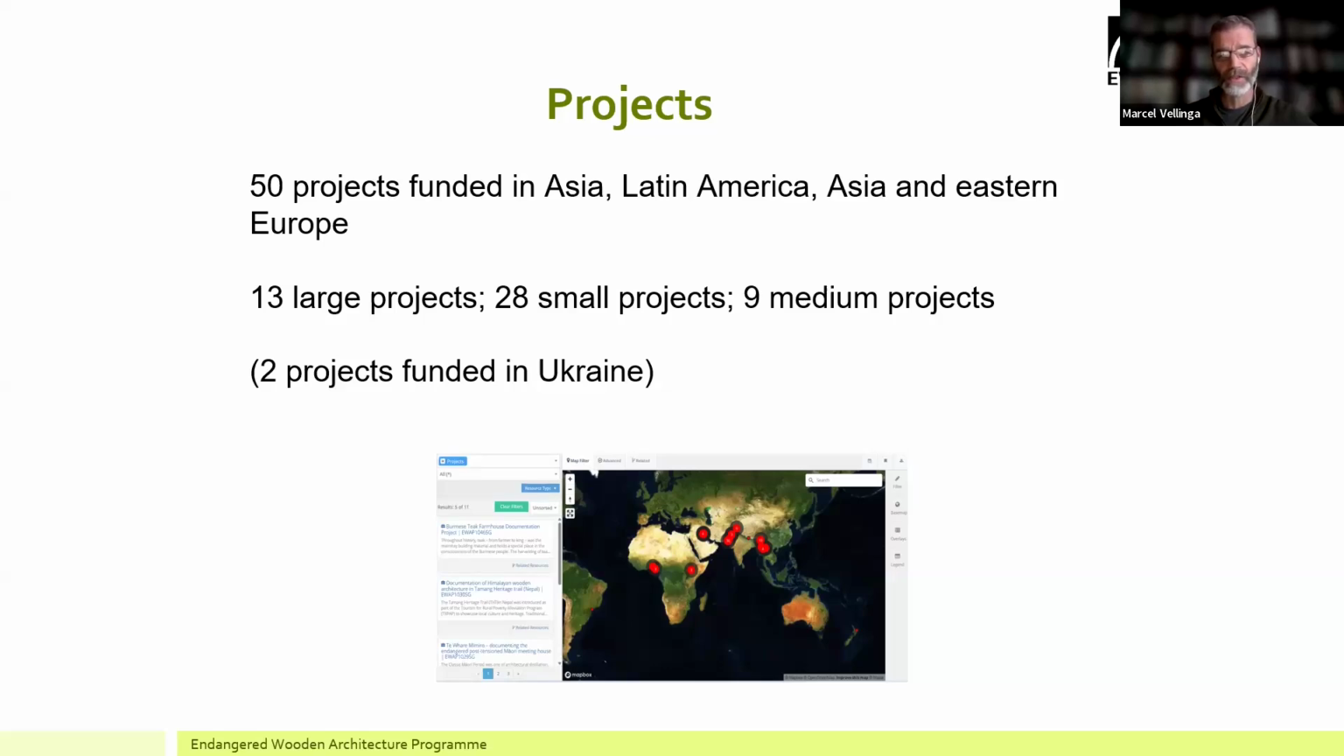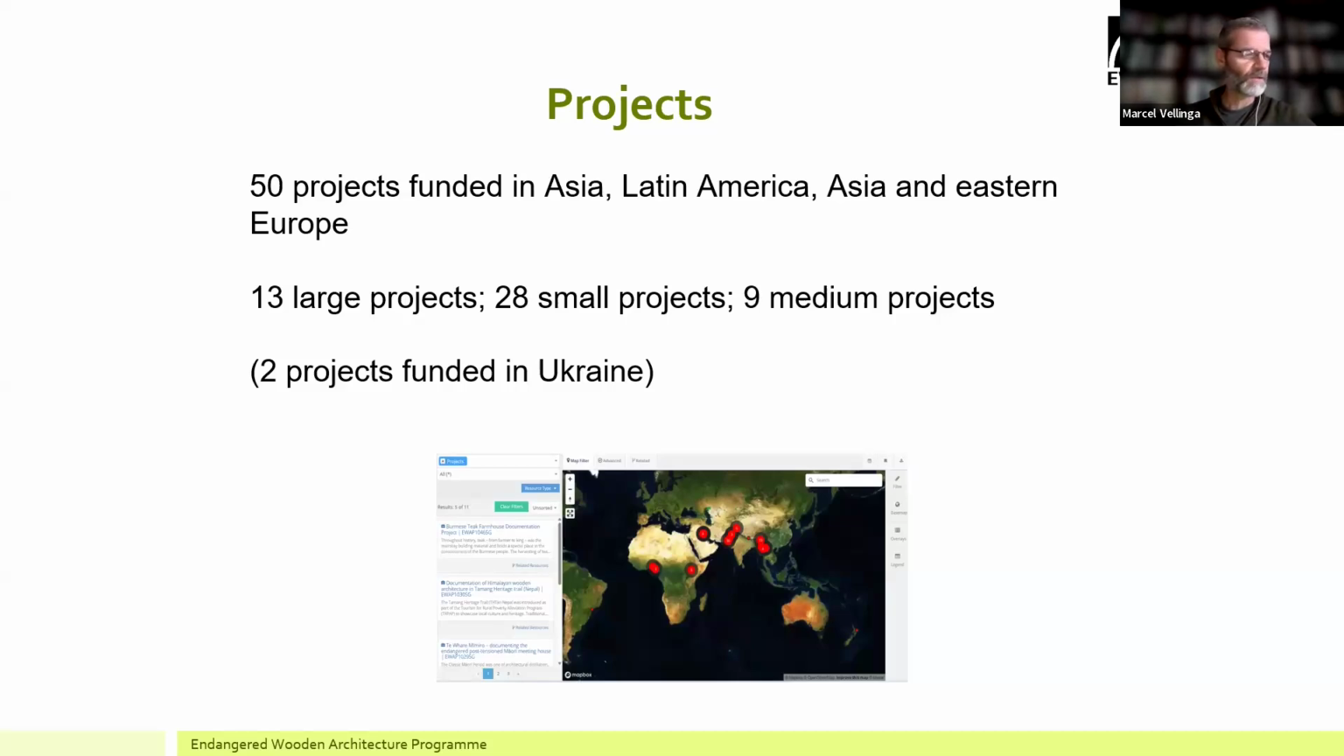13 of these projects are large ones, so we've given out £150,000, and a large chunk of that money goes to the LiDAR scanning equipment. We had 28 smaller projects, which are £25,000 grants, where the digital element is much smaller and it's more traditional ways of documenting. And then we have 9 medium projects as well, which are also digitally focused, many of them, but the equipment used is slightly different. And in fact, we do have 2 projects that we funded in the Ukraine during our last funding round.